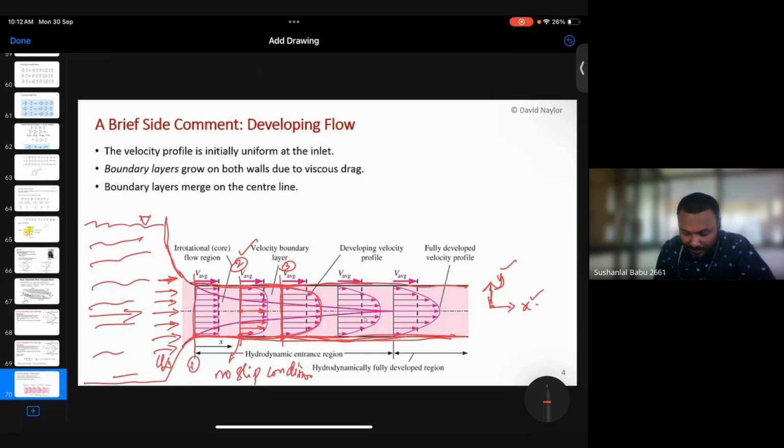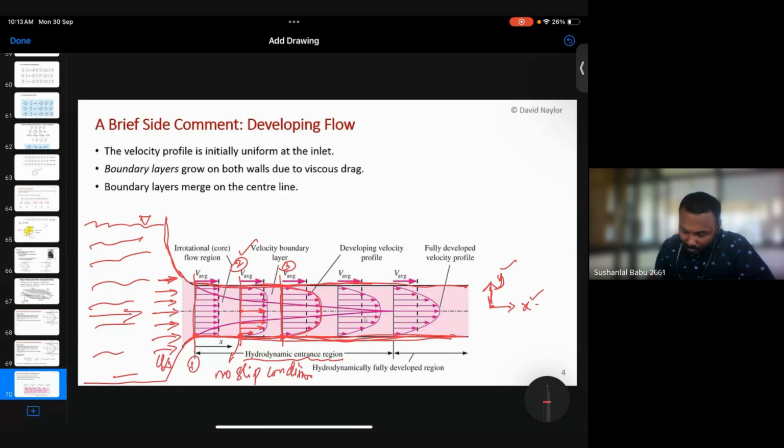At x equal to 0, sorry, y is equal to 0 at the surface, and at both the top and bottom surfaces, the velocity will be 0. But at the center, the velocity is maximum. So in the vertical direction the velocity is varying, and in the horizontal direction also the velocity is varying within the entrance region, or hydrodynamic entrance region. This length, until then it will vary with respect to x and y, is called the entrance region.